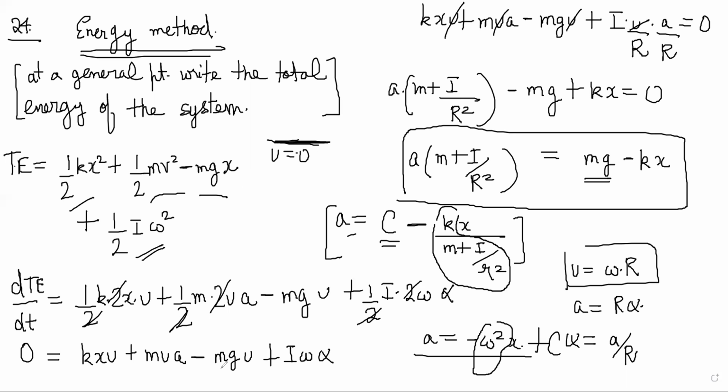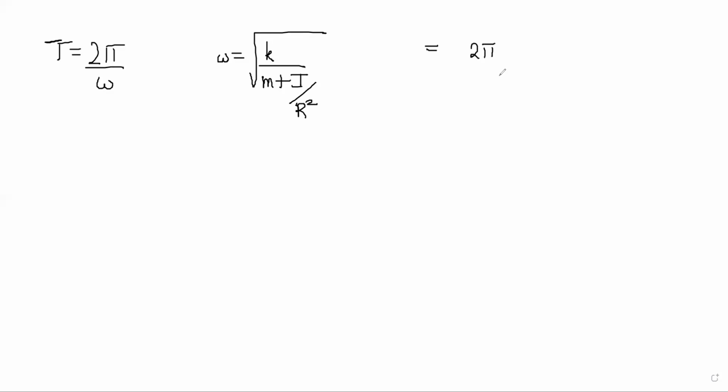So time period will be 2 pi by omega, where omega is root over k by m plus I by r square. So you should get 2 pi root over m plus I by r square by k as your time period. This should come.